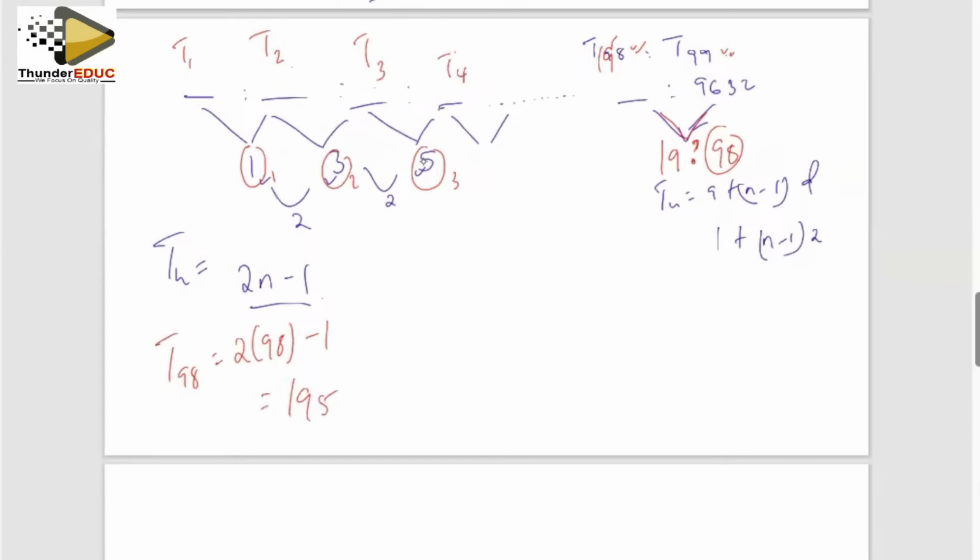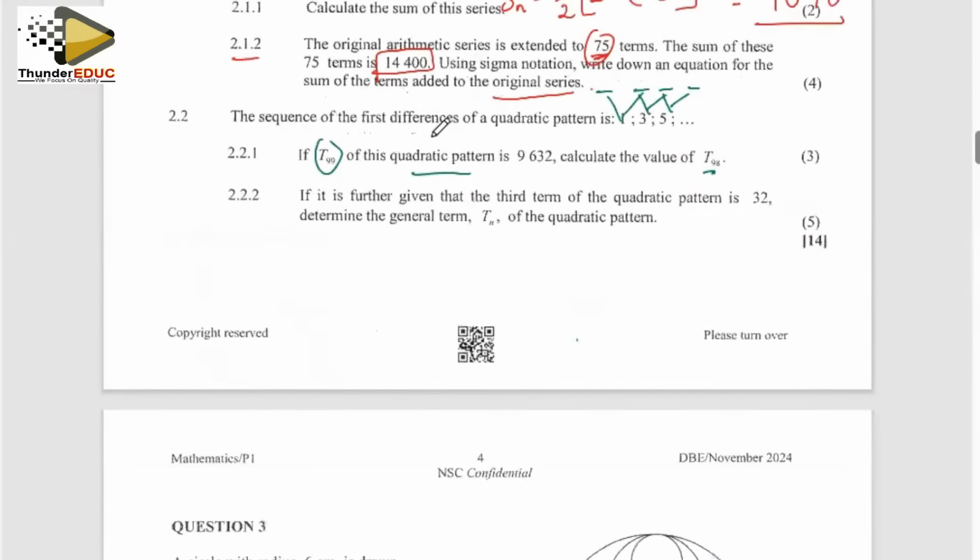Twice 98 minus 1 is giving me 195. Now for me to move backwards, since the answer I'm getting is positive, I have to use the inverse. So T98 is going to be 9632 minus 195. If I subtract that, I'm getting 9437. So that is the result that we are getting for T98, 9437. All right, then 2.2.2.